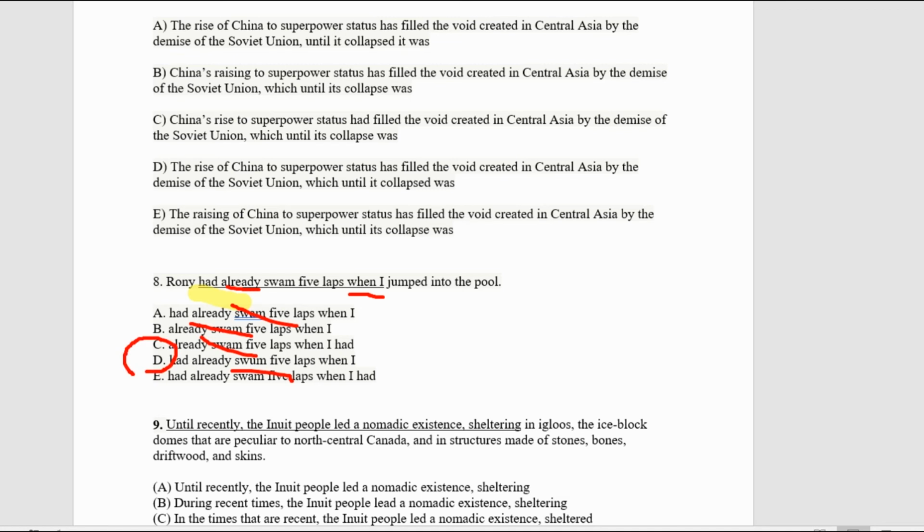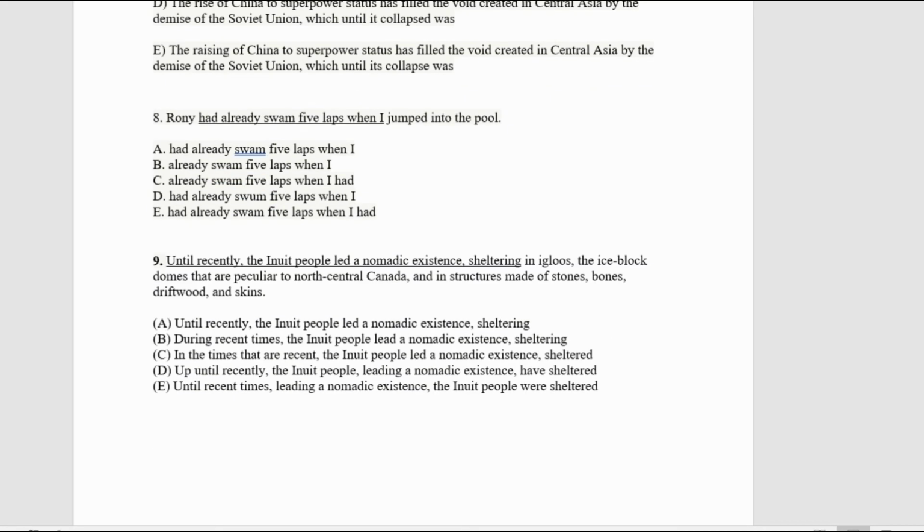Okay, and let's look at 9 and 10. So 9: the Inuit people led a nomadic existence, sheltering in igloos, the ice block domes that are peculiar to. Okay, so during recent times, in the times that are recent. So you see, "until recently" is great. This is Verdi. Up until recent times is unnecessarily Verdi. Why is it Verdi? Here, leading.